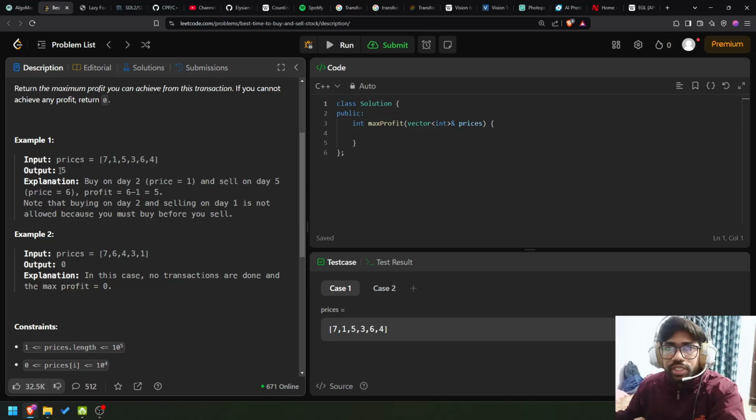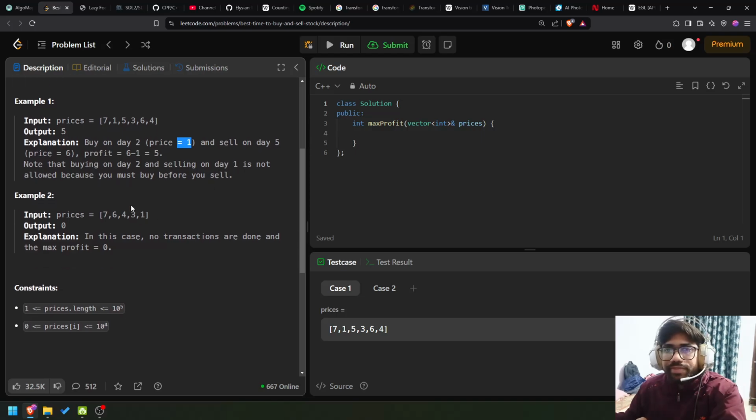So the output is 5, which is the maximum. Buy on day 2, where the price is the lowest, and sell on day 5. Note that buying on day 2 and selling on day 1 is not allowed. You must buy before you sell.